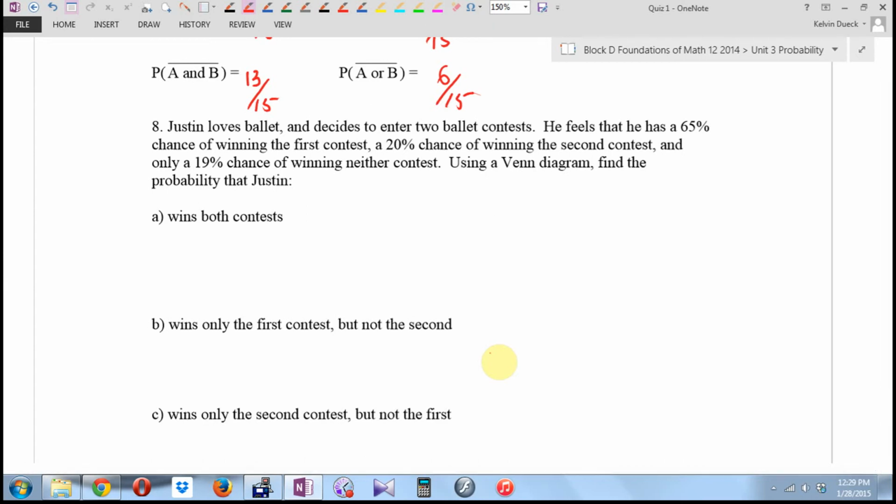Oh, well. Decides to enter 2 ballet contests. He feels that he has a 65% chance of winning the first contest and a 20% chance of winning the second contest and only a 19% chance of winning neither. Now, it says using a Venn diagram, but I was already leaning towards that because there was 2 contests and they gave me neither and percentages. So let's draw my Venn.